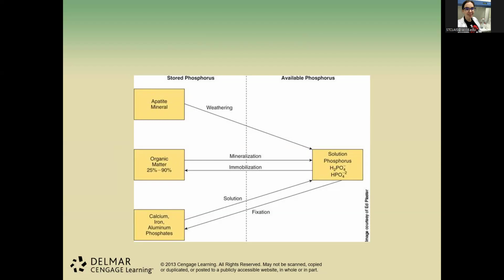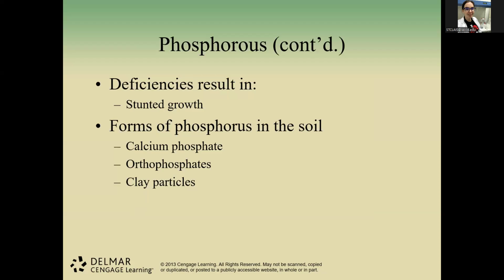Okay, so here, phosphorus comes from weathering of soil minerals such as apatite. Most phosphorus is stored in organic matter or fixed forms. At any one time, only a tiny amount of phosphate is in the solution and actually available to plants. So most of it is going to be stored. If we have phosphorus deficiency, we're going to see stunted growth. We'll have an example on the next page.